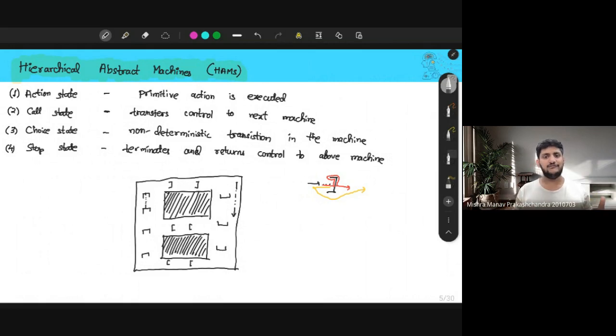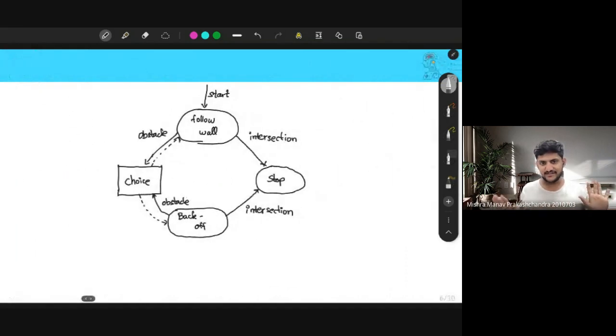What follow wall was doing, back off is just the reverse of it. I'm moving in the reverse direction. So if I hit an intersection, I stop. If I hit an obstacle, then again I have a choice. Either I follow wall or I back off and so on. So these are the choices that one can have. This is a very simple HAM structure, HAM example.